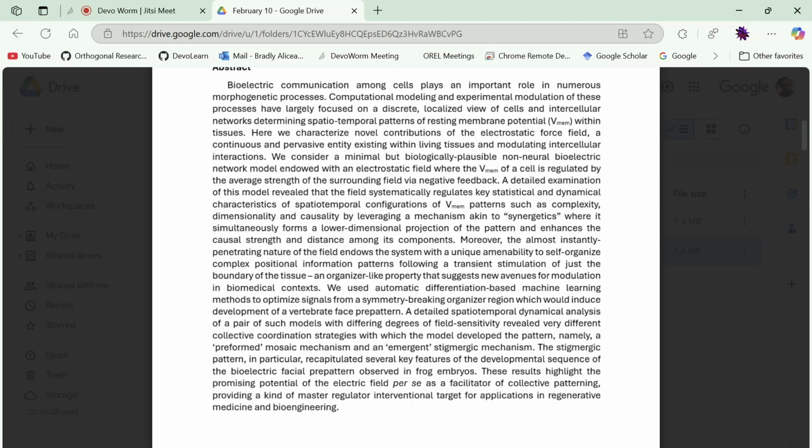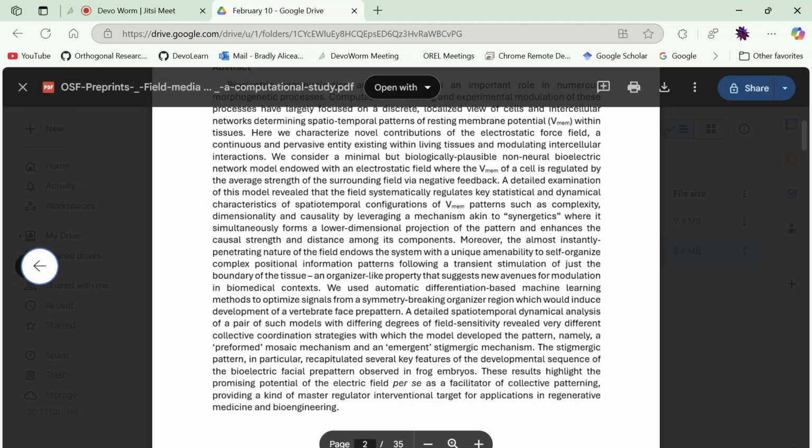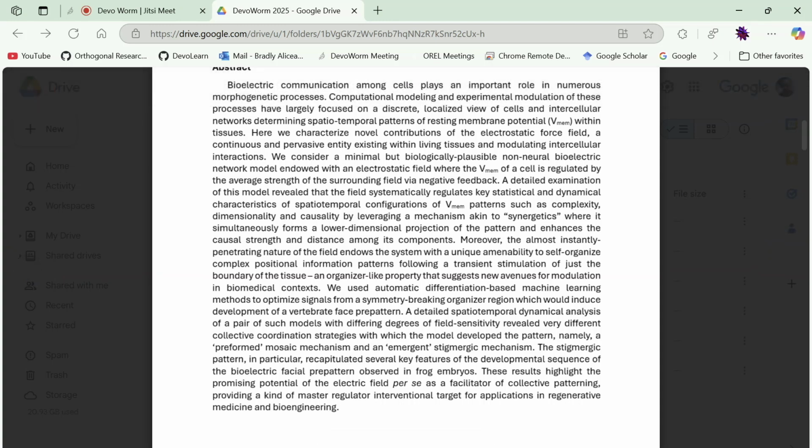A detailed spatiotemporal dynamical analysis of a pair of such models with differing degrees of field sensitivity revealed very different collective coordination strategies with which the model developed the pattern, namely a preformed mosaic mechanism and an emergent stigmergic mechanism. So this is arguing that there is maybe this preformation aspect that's initiated by bioelectricity. And then there's this emergent stigmergic mechanism, and stigmergy, of course, is where you have a system where there are interactions, and then there's a trace left of those interactions, and that trace then forms these patterns.